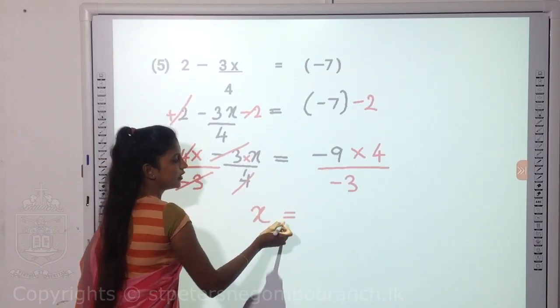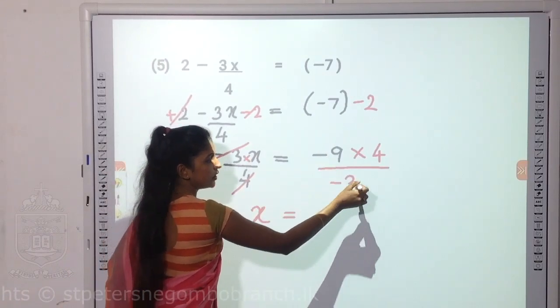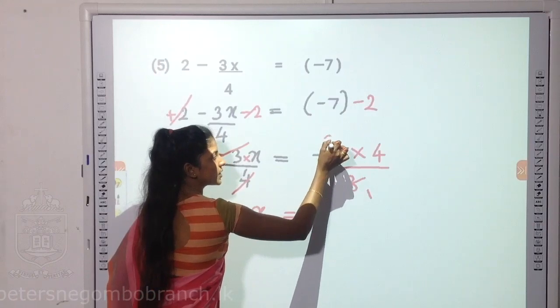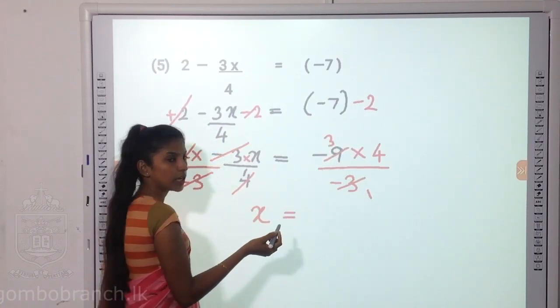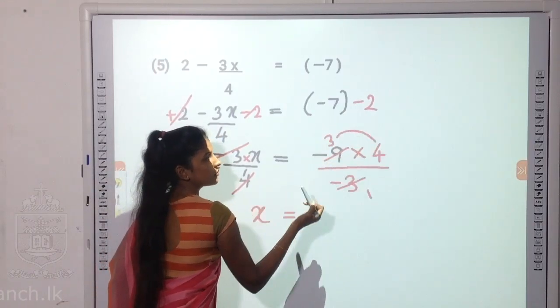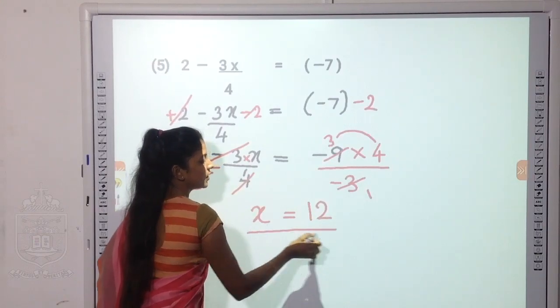X. And here you can see you can cut 9 and 3. 3 times 1, 3 times 3. Minus minus will become positive. 4 times 3, answer is 12.